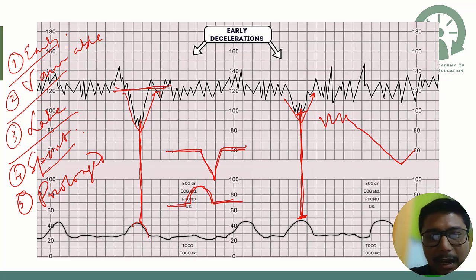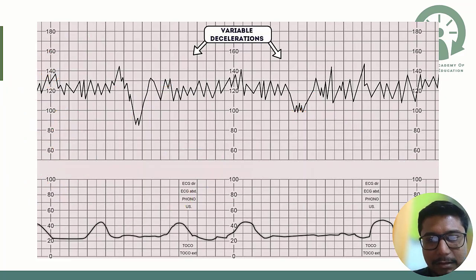So here you can see an early deceleration, which is the least pathological. So this is a variable deceleration.